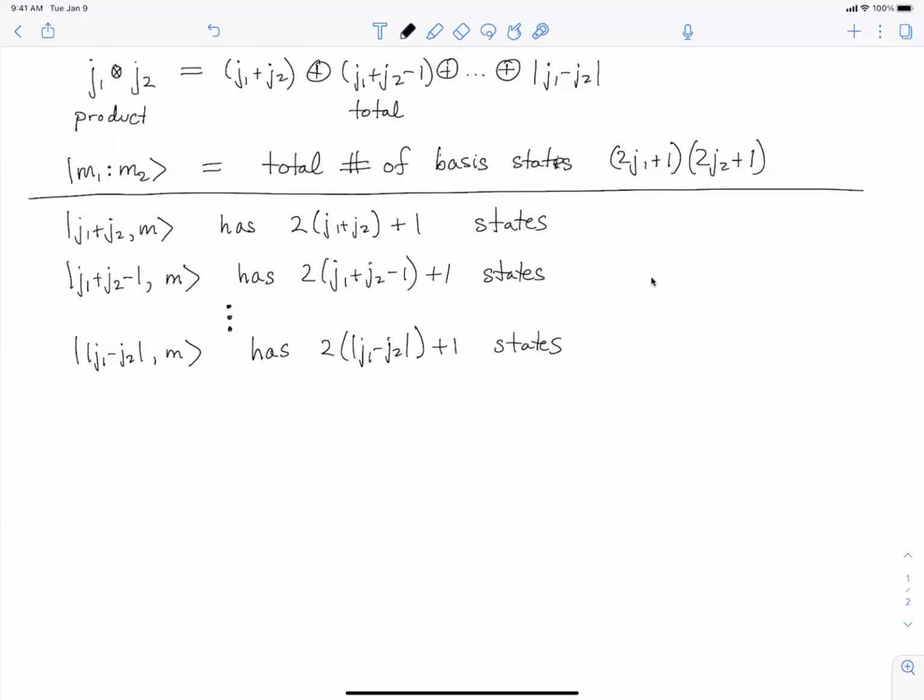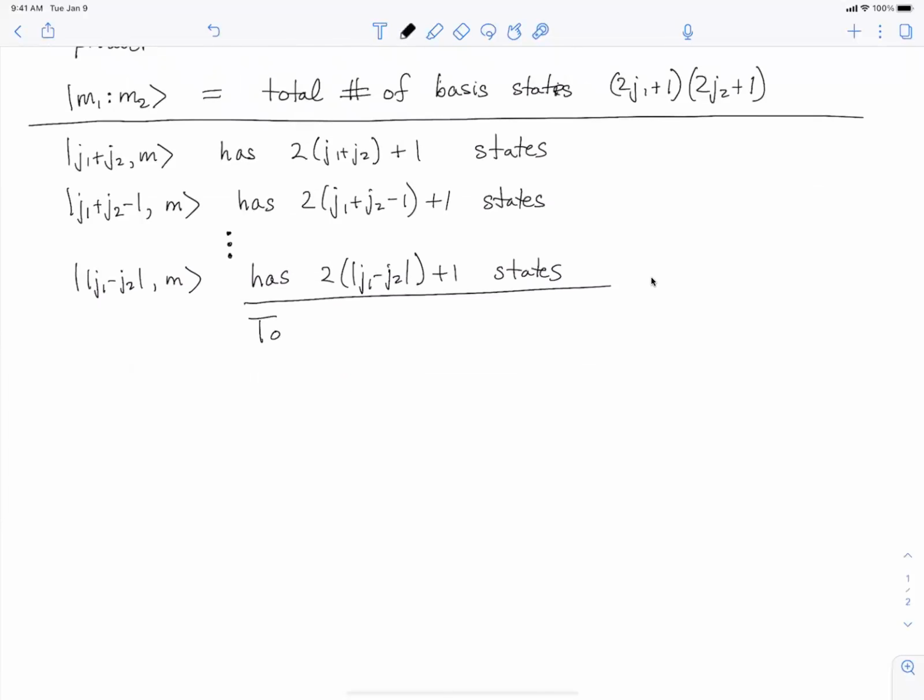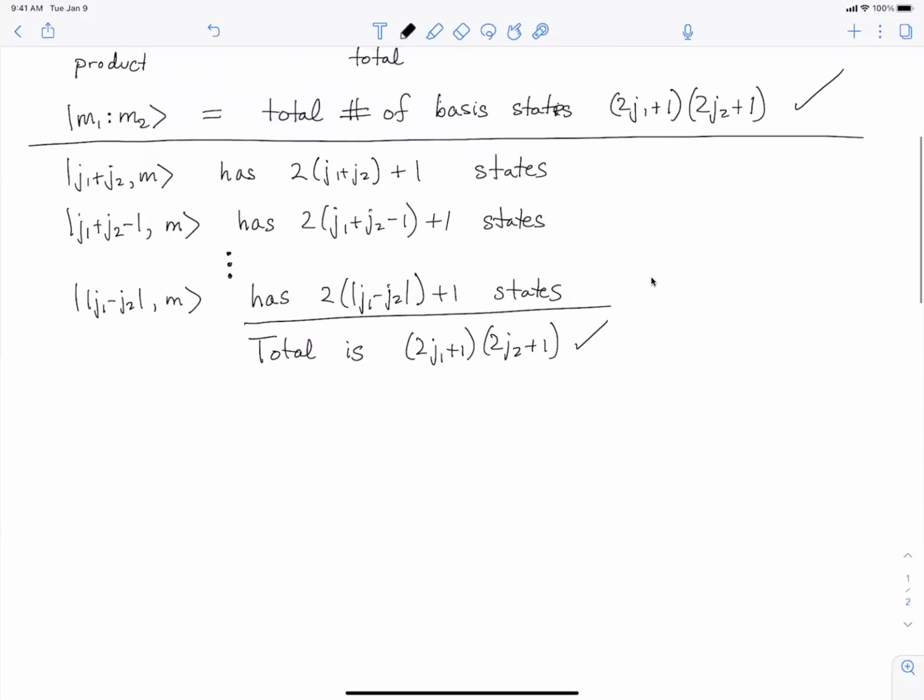Okay, and then if you add those all up, the total of adding those up is 2j1 plus 1 times 2j2 plus 1. You can check. And so that agrees with the total number of basis states in the product basis. So the fact that they agree is a good sign. It means that in both cases, we have a basis for the total state space.